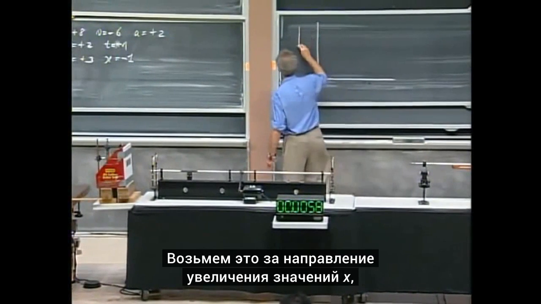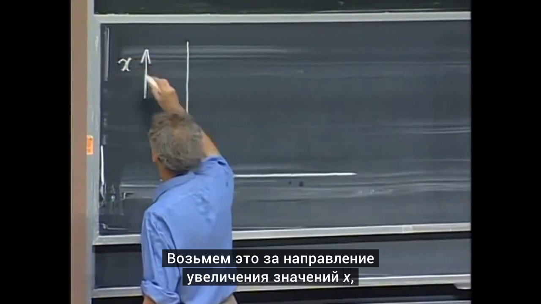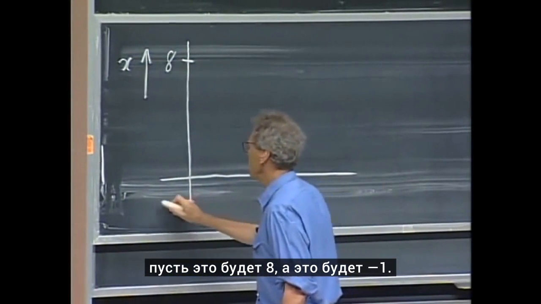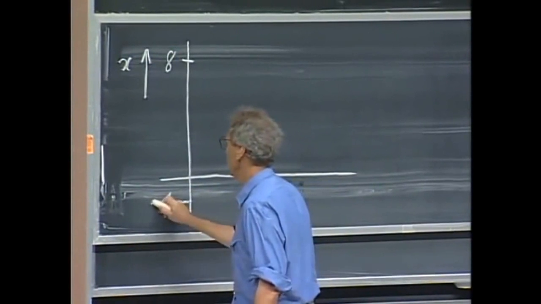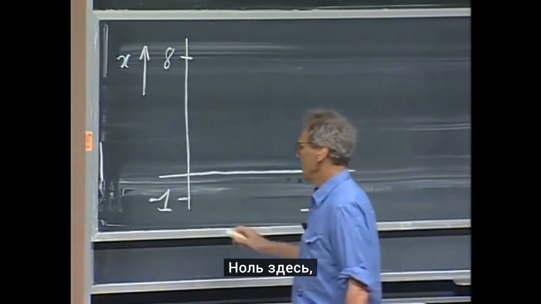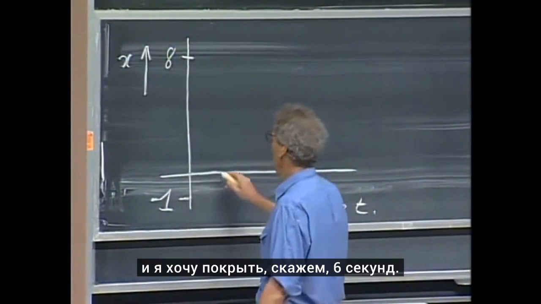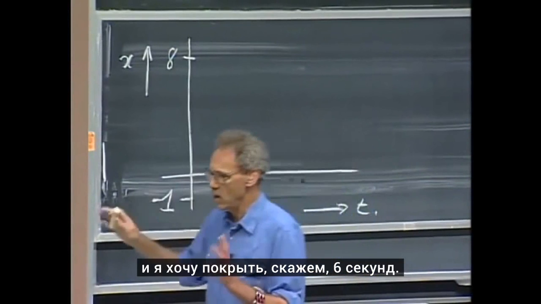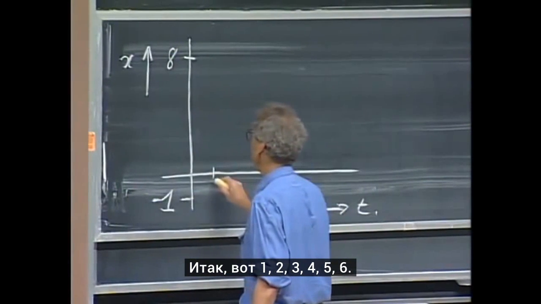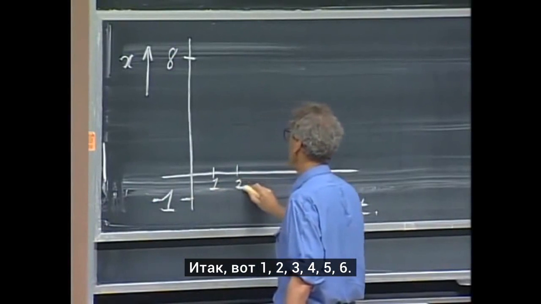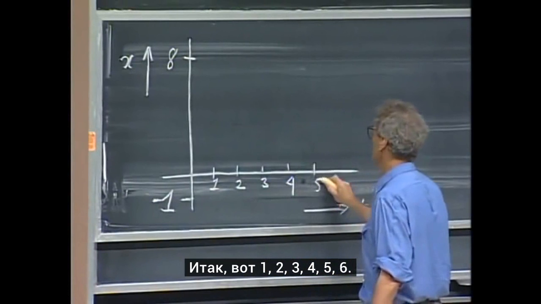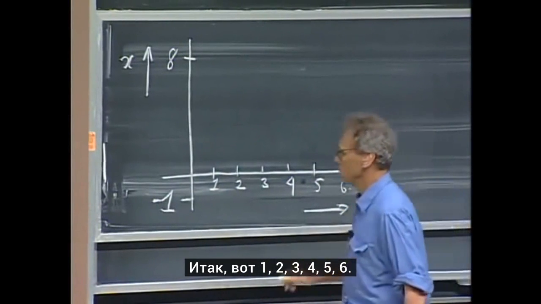Let this be increasing value of x. Let this be 8, and let this be -1. This is the time axis. I have a 0 here, and I want to cover about 6 seconds. So I have 1, 2, 3, 4, 5, 6.